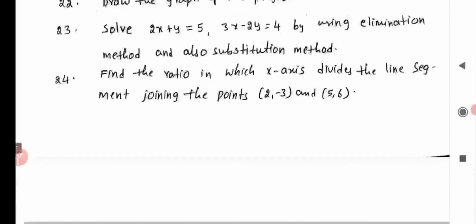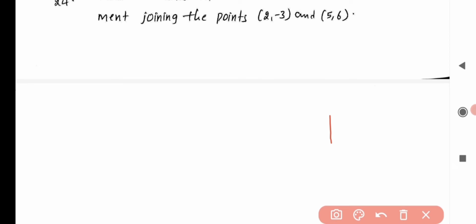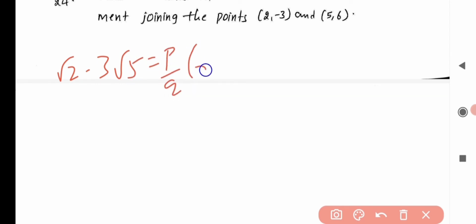Okay, now see. Root 2 minus 3 root 5. So first you assume this number is of the form p by q, which means rational. First you assume this is rational, and here q is not equal to 0. Now squaring on both sides.